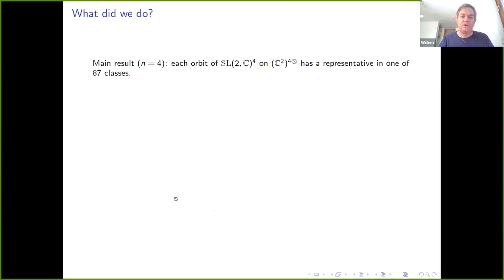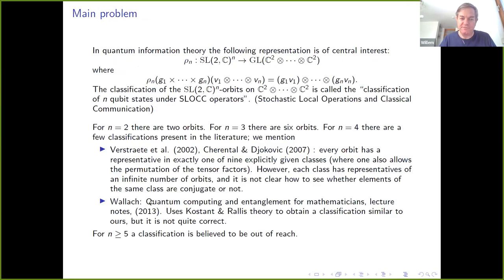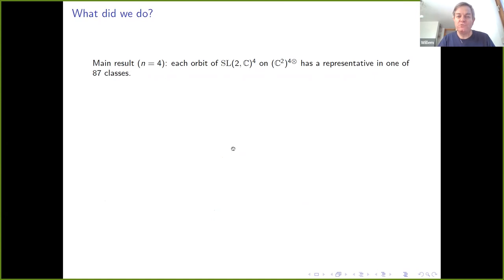Okay. Good. So what do we do for this? Well, our main result is that we have 87 classes. So instead of 9, we have 87. One thing that I should say is that in the Verstraete classification, they also allow permutations of the tensor factors. So you get more classes if you don't allow that. In this tensor product you can permute the factors, so they actually consider an action of a slightly bigger group. But anyway, we don't do that. So we get 87 classes.